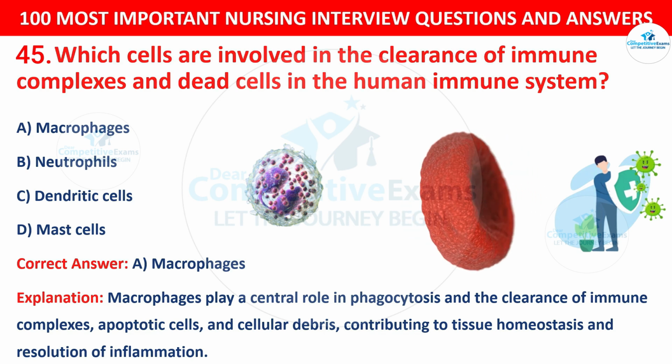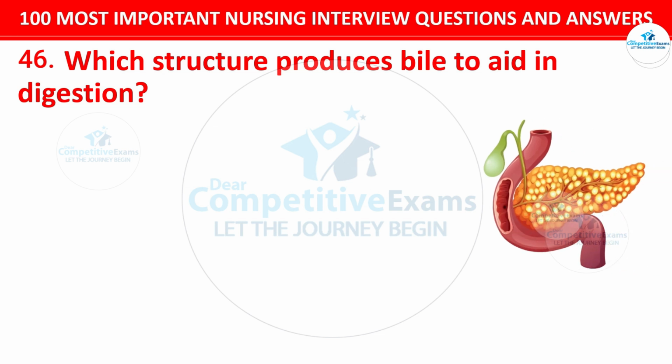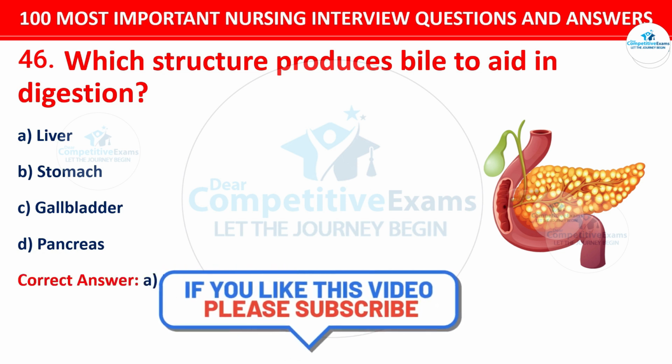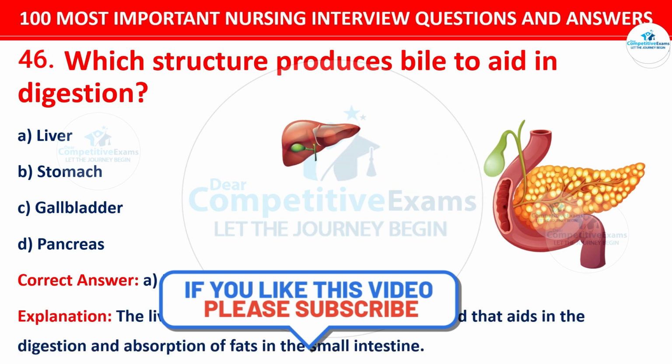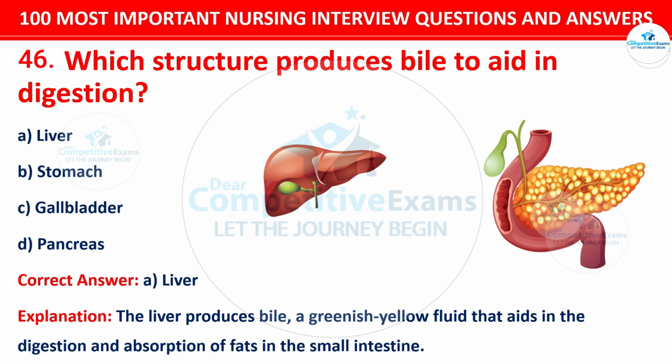Question number 46. Which structure produces bile to aid in digestion? The options are liver, stomach, gallbladder, or pancreas. The correct answer is A, that is liver. The liver produces bile, a greenish-yellow fluid that aids in the digestion and absorption of fats in the small intestine.